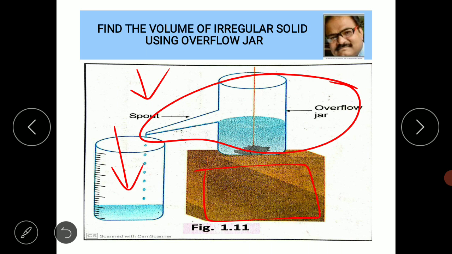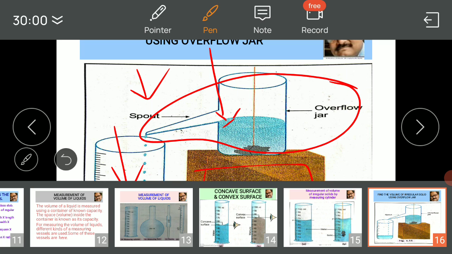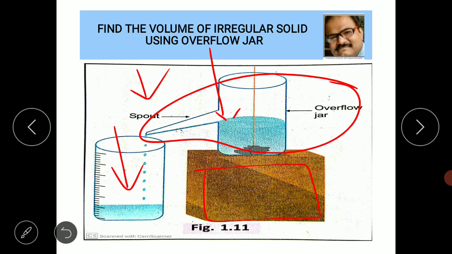Now what we do, we fill this overflow jar with water till the water is at the point of overflowing. This is the point of overflowing. Under the spout, we have placed a measuring cylinder. Now we gently lower the irregular solid which is tied with the help of the fine cotton thread into the Eureka can or overflow jar.